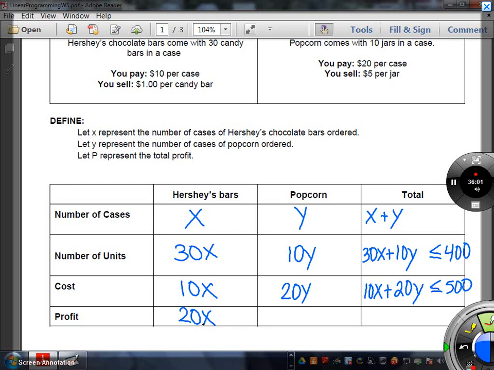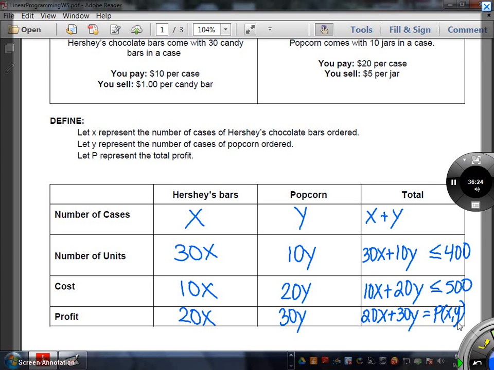30y. So 30 times however many of those I ordered. So my maximum profit, or my total profit, will be 20x plus 30y. This is the equation that I'm plugging in points, those vertices from my feasible region, to see what the maximum is. So this is like my profit equation, the function I'm trying to optimize. Any questions about how we figured those things out?